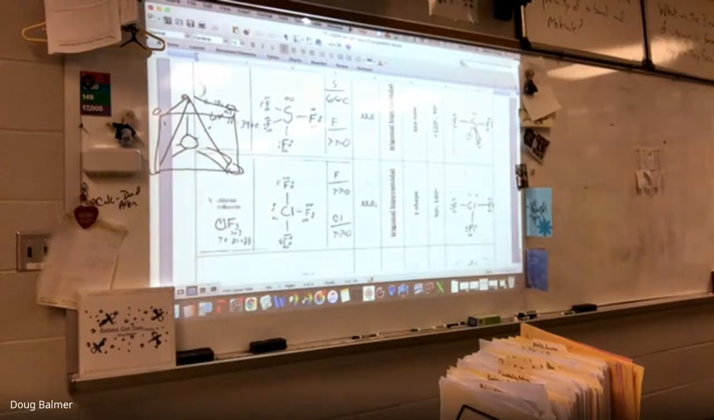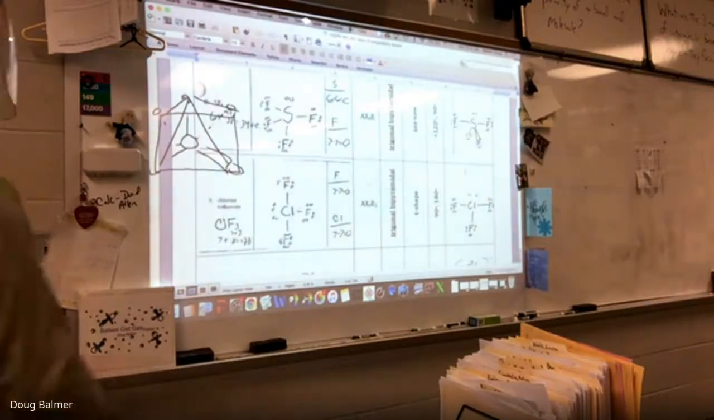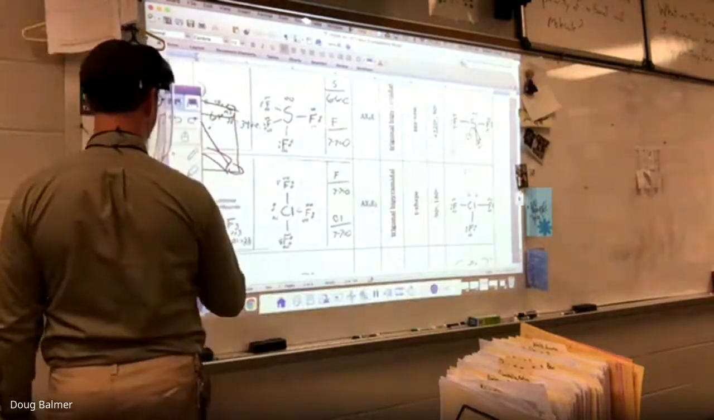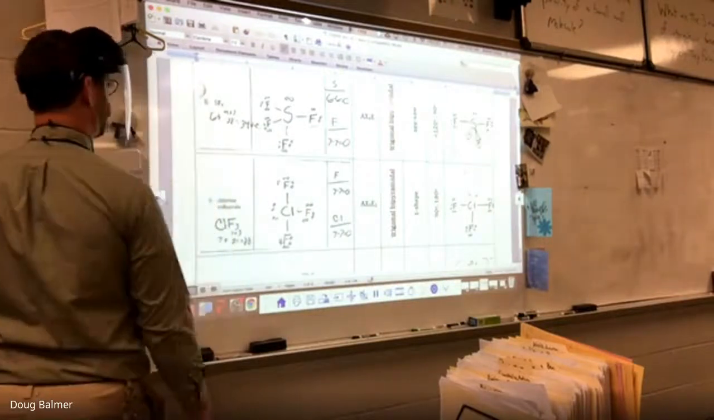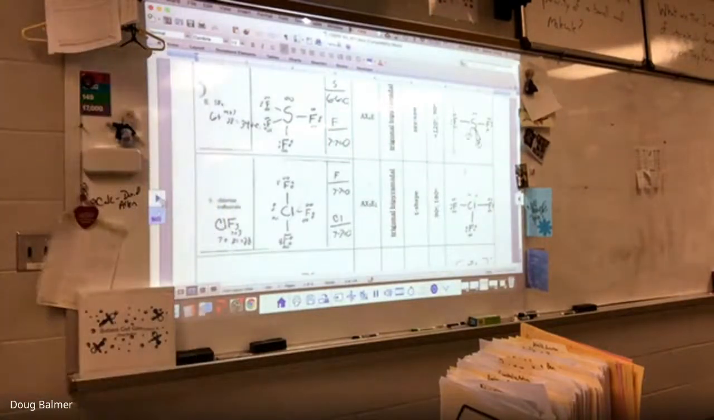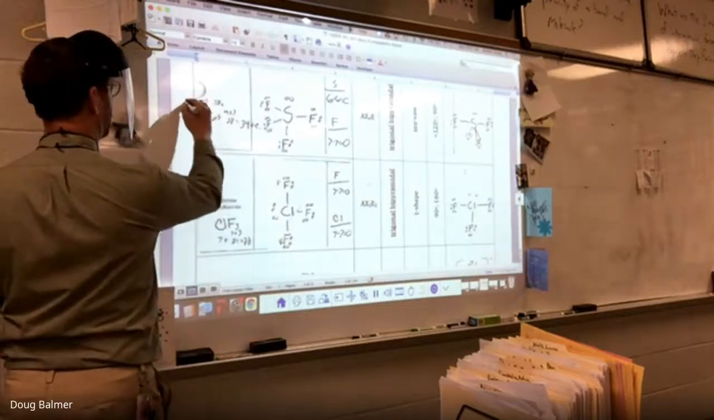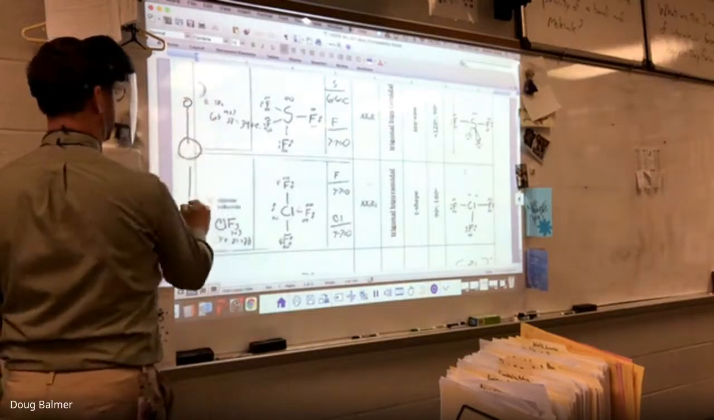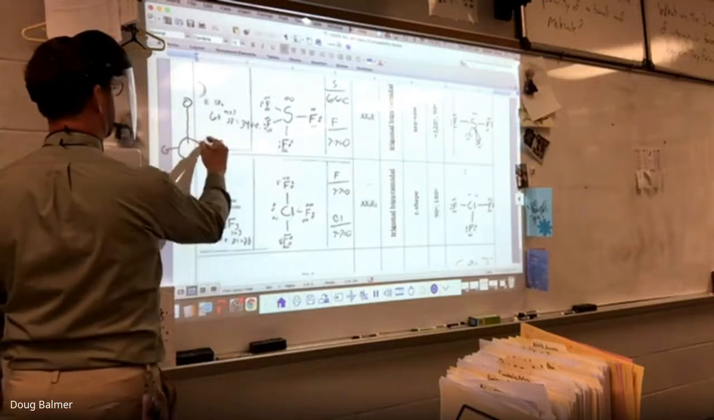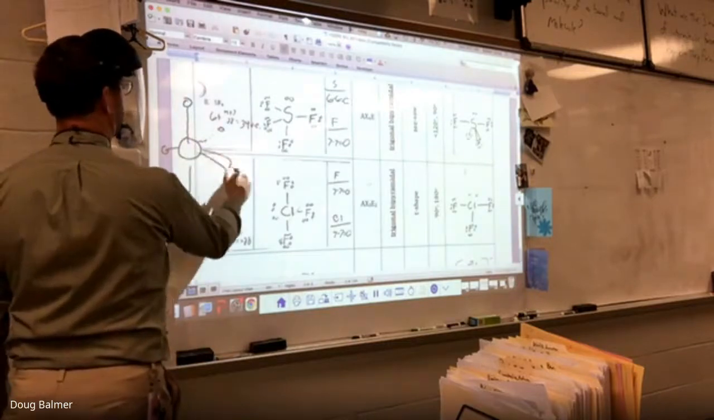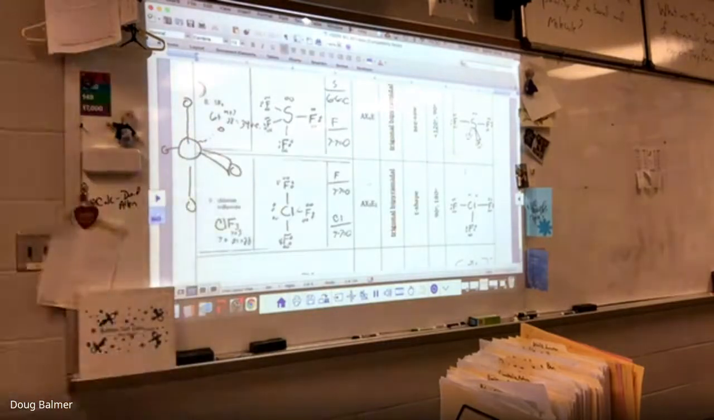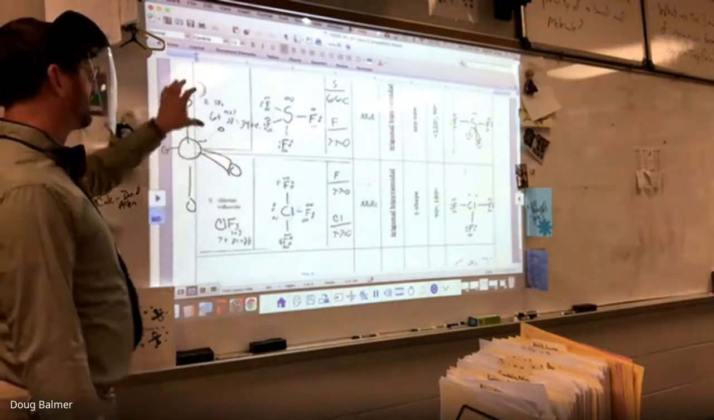All right, here's 8 and 9. Number 8 is always a fun one to play with. The seesaw shape. So you started out with a triangle bipyramid. Something that looks like that. And now because one of those x's has been turned into an e, we got to get rid of one of those. Now the question is, do we want to get rid of one of the axial ones?